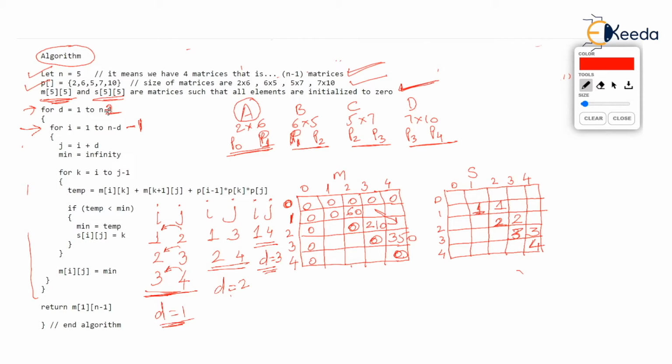Observe, every time, whenever you take any value of d, i always goes from 1. Observe this one: i goes from 1 and goes up to 3 here. What is that? Exactly 3. 3 is n minus d minus 1, which is 5 minus 1 minus 1, which is nothing but 3.